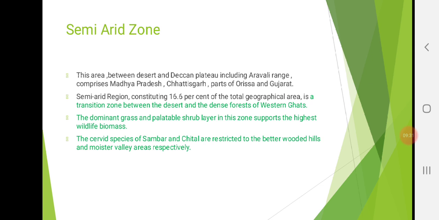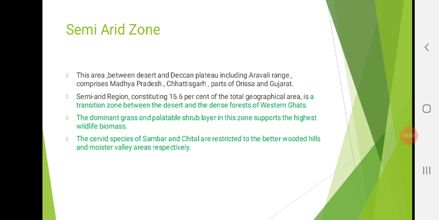This area present in between the desert and the Deccan Plateau includes the Aravalli Range. Aravalli Parvat, Marathi medium students might know Aravalli Parvat. It comprises Madhya Pradesh, Chhattisgarh, parts of Orissa and Gujarat. Semi-arid region constituting 16.6% of the total geographical area is a transition zone between the desert and the dense forest of Western Ghats.